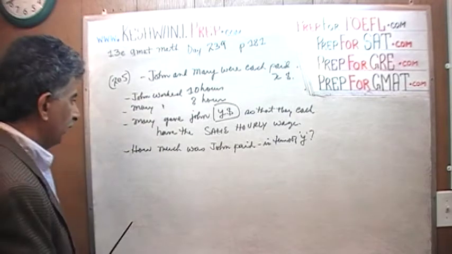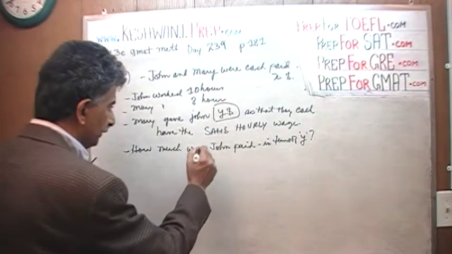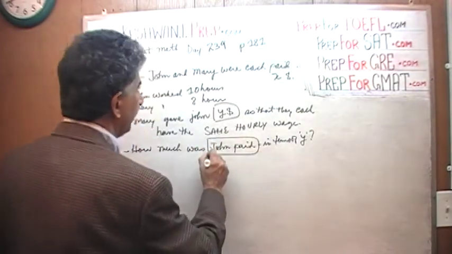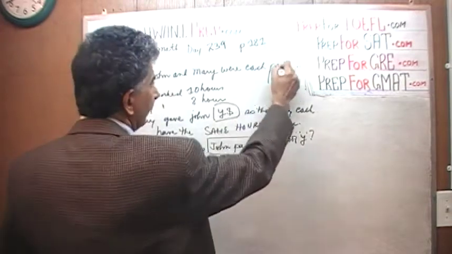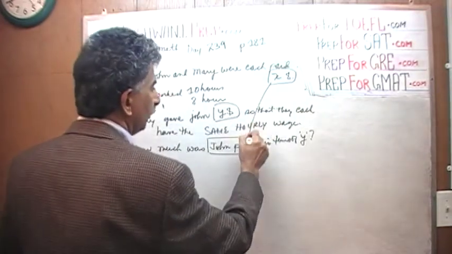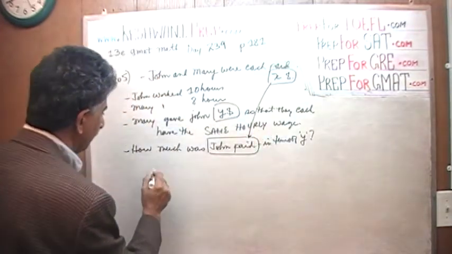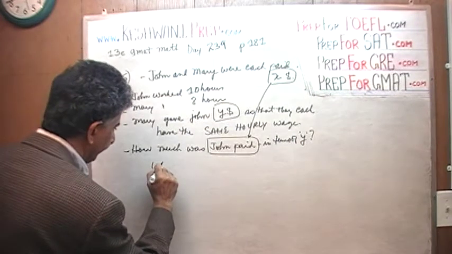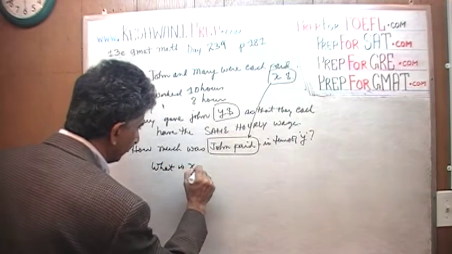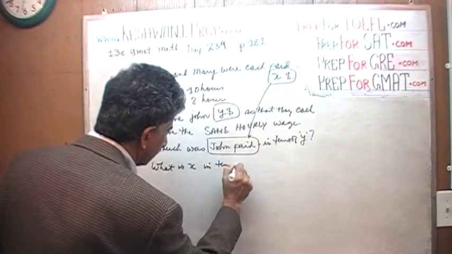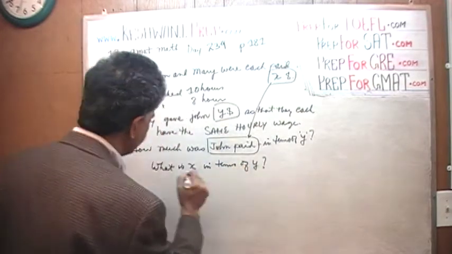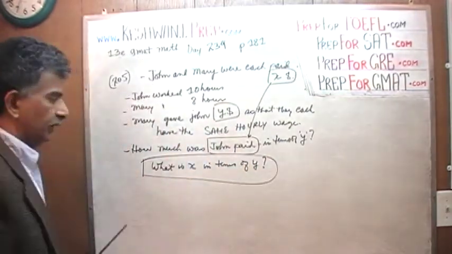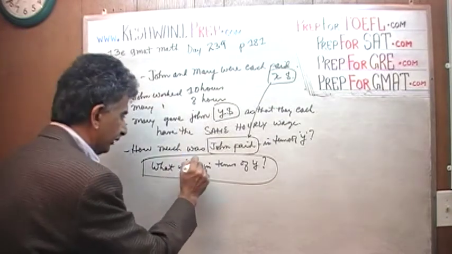Now, how much was John paid? John was paid the same as what Mary was paid, which was X dollars. So what they're asking here is, what is X in terms of Y? This is the question. This is basically what they're looking for. What is X in terms of Y?